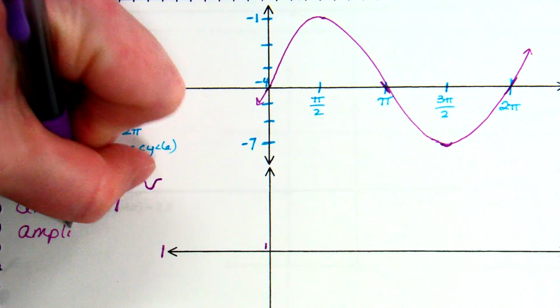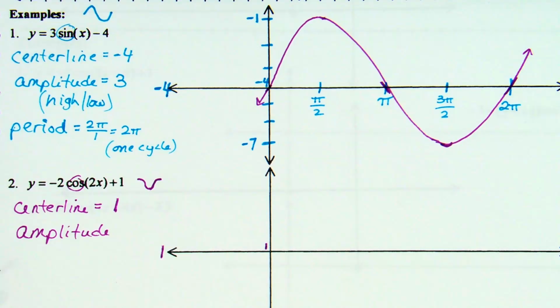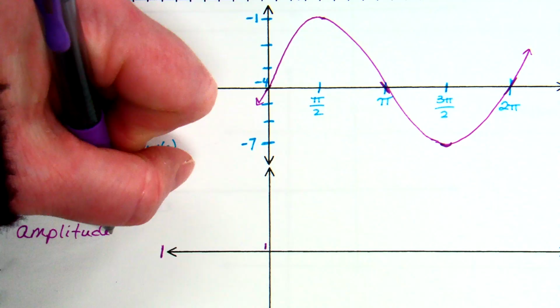Amplitude. Amplitude is what? 2? Okay, so if you look, officially it says amplitude is the absolute value of A. A is the number out front of cosine. So my amplitude is 2. What does that 2 mean?